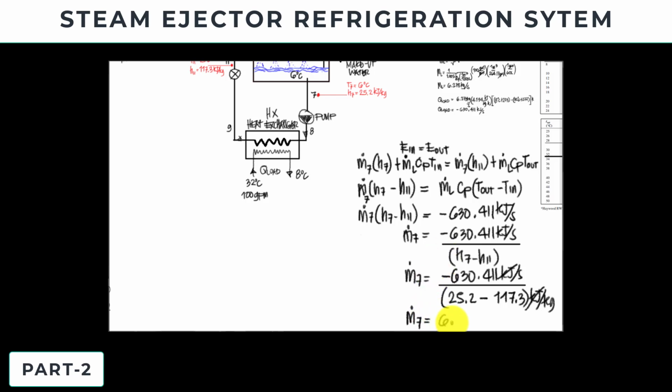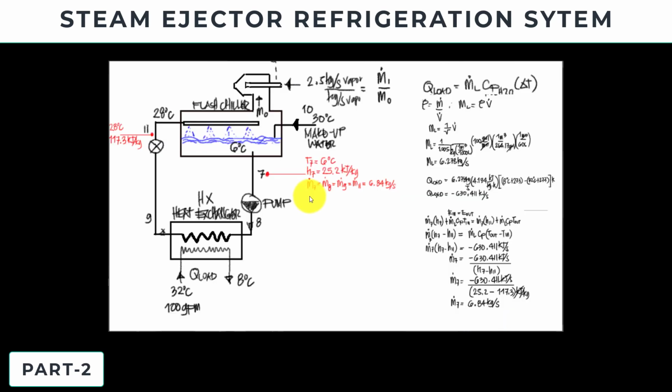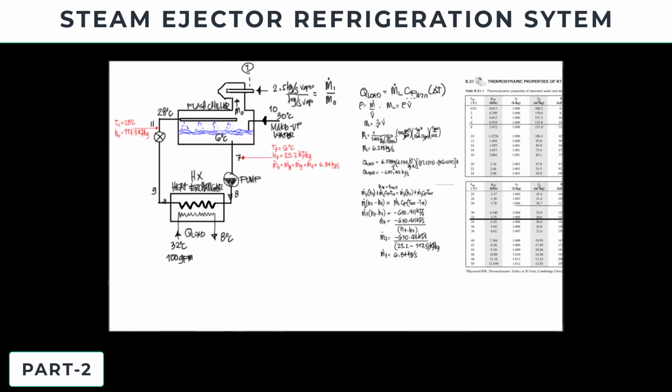So I have the value of 6.84, and that is kilogram per second. Now the mass flow rate 7, 8, 9, and 11 are equal now to 6.84 kilogram per second. Now your load, you will notice that is equal to 6.27. So the decimal places, almost difference nila, no? Now next we're going to isolate the flash chiller itself, and let's conduct an energy balance.